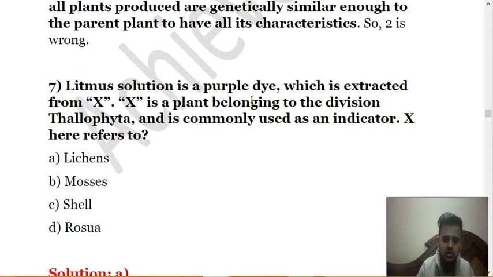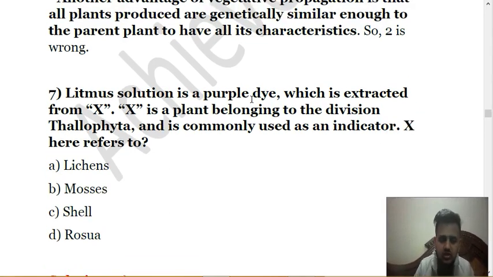The seventh question is, litmus solution is a purple dye which is extracted from X. X is a plant belonging to the division Thallophyta and is commonly used as an indicator. X here refers to A, lichens; B, mosses; C, shell; D, rosa. So let me tell you, friends, that here the answer is A, that is lichen.